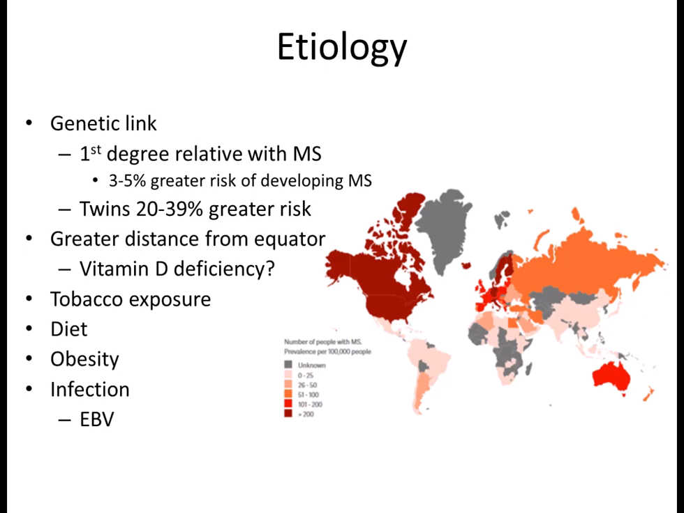Another risk factor is going to be tobacco exposure. Some individuals have linked diet as well as body weight or obesity, and the Epstein-Barr virus infection appears to predispose someone to developing MS during their lifetime.